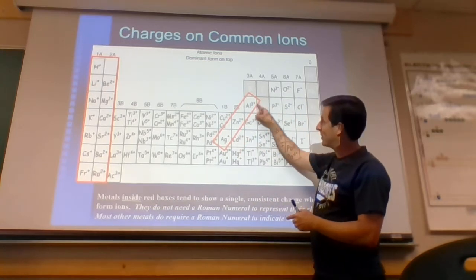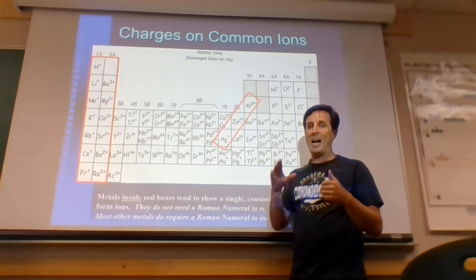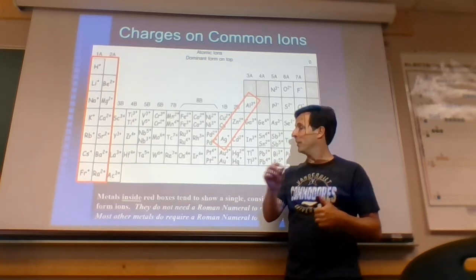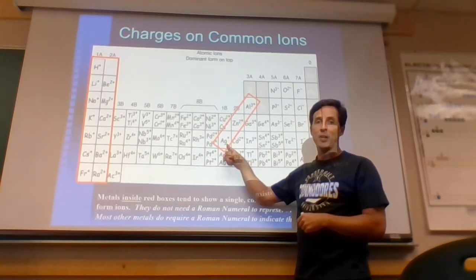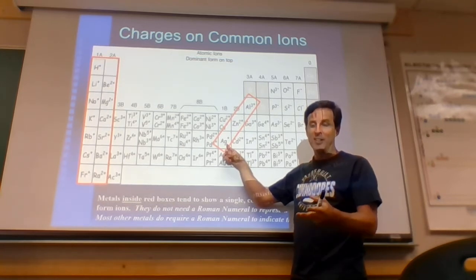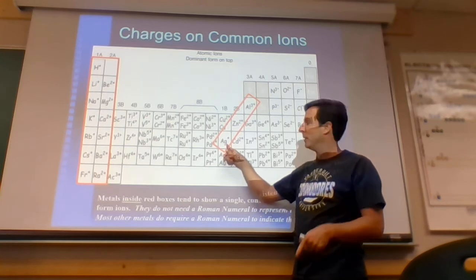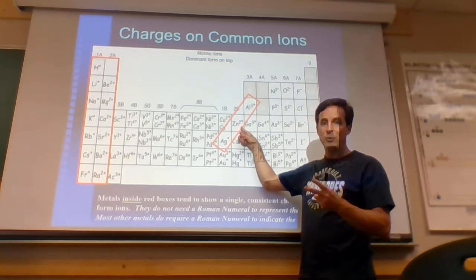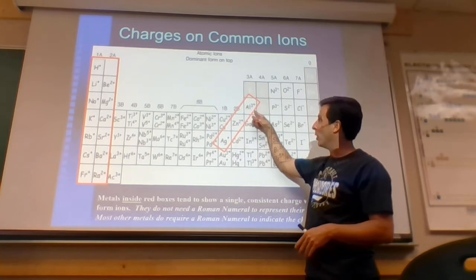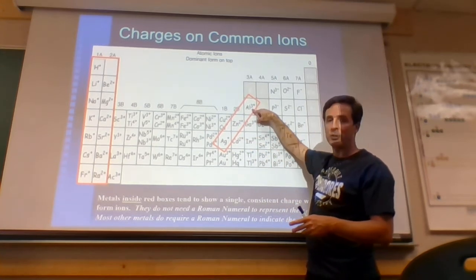This diagonal box right here, these are very common metals that have a single charge. Silver is always +1. It's common, it's always +1, so you're going to have to memorize that silver is +1. Zinc is +2, always, and aluminum is +3. So there is a pattern, 1, 2, 3 for their charges.